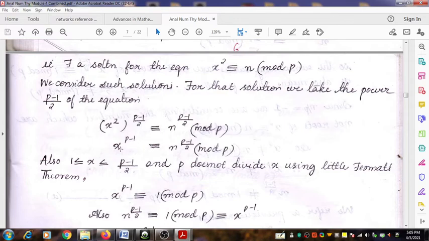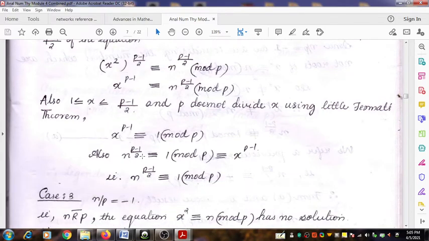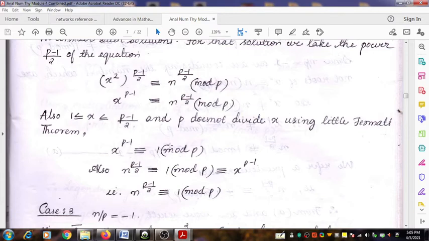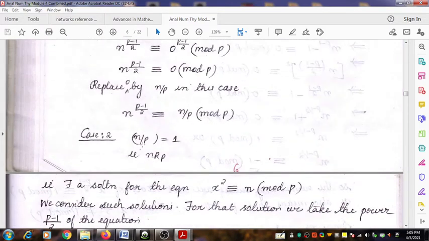For those values of x, x cannot be divided by p, or p cannot divide x for those x in this range. If you consider this range also, then as a result, by applying Fermat's little theorem again, we can say that x raised to p minus 1 is congruent to 1 mod p. So when do we get this? This particular situation we have when (n bar p) equals 1.